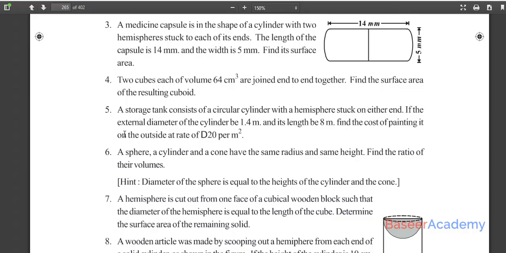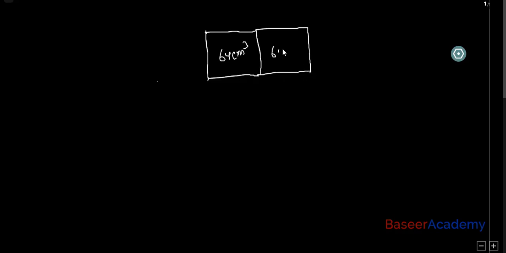Question number 4 says, two cubes each of volume 64 centimeter cube are joined end to end together. Find the surface area of the resulting cuboid. Now, there are two cubes each of volume 64 centimeter cube, right? So let's say this is my cube, which has a volume of 64 centimeter cube, and then there's another cube attached to this, and the volume of that cube is also 64 centimeter cube.